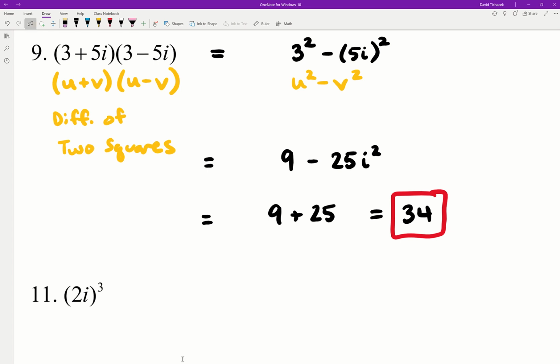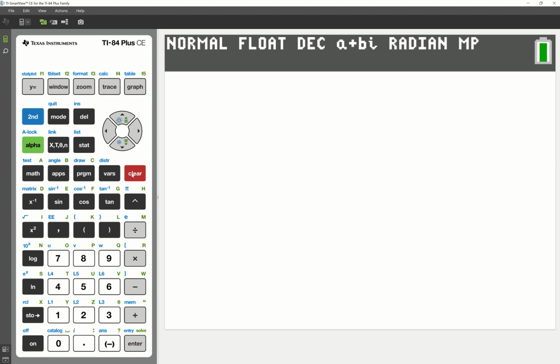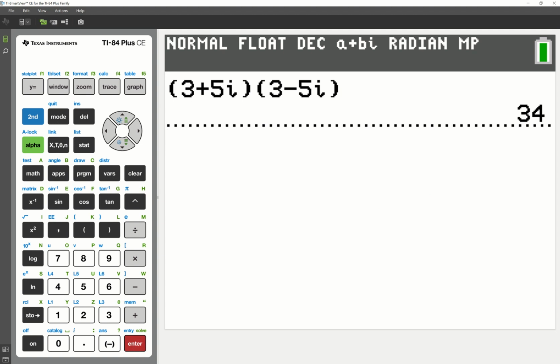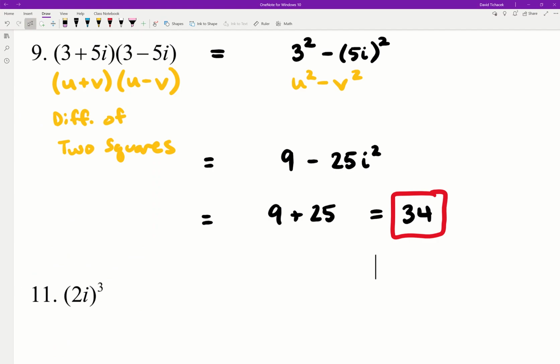And just to confirm that for you, let's go to the calculator and type that in. So we've got 3 plus 5i times 3 minus 5i. If we press enter on that, it gives us 34. So again, when you multiply two complex numbers together, you're going to get a real number. Okay, so that's pretty interesting.